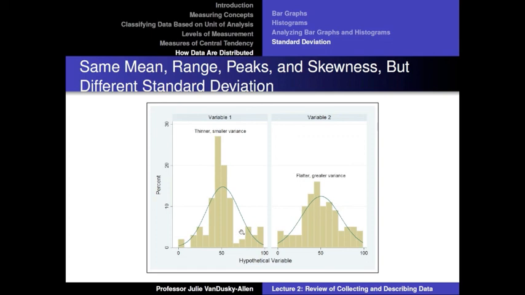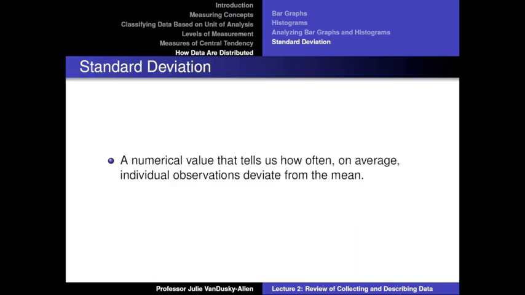If you examine the variable on the left, the distribution is more peaked around the mean of 50, meaning many observations take on values that are close to 50. But with the variable on the right, the distribution is more flat, with many observations taking values that are far away from 50. On the left, we would say there is very little variance, and on the right, we could say there's a lot of variance. We can calculate a numerical value that tells us by how much a variable's observations deviate from the mean on average. That value is called the standard deviation.